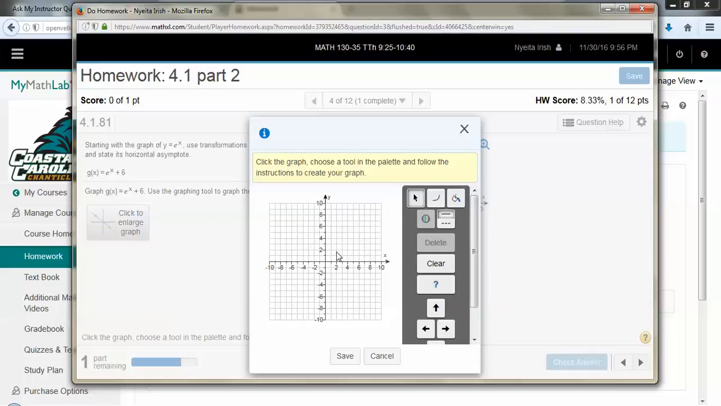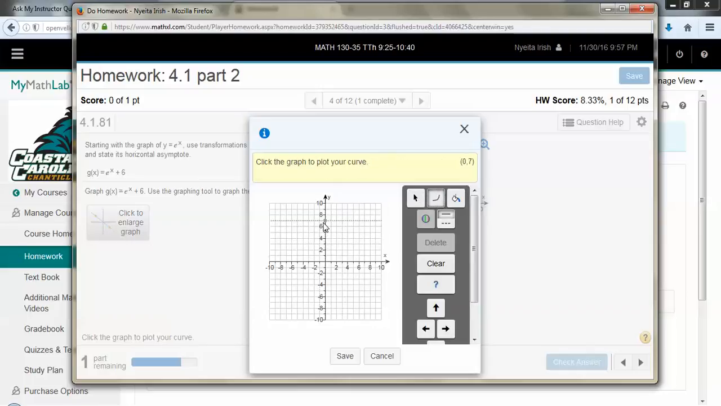So I can come over to the point (0, 7) and plot a point. But notice it doesn't do anything because it says I've got to choose the graph tool to figure out what I'm going to graph. So I'm going to graph an exponential curve. Now I can go ahead and plot the point.